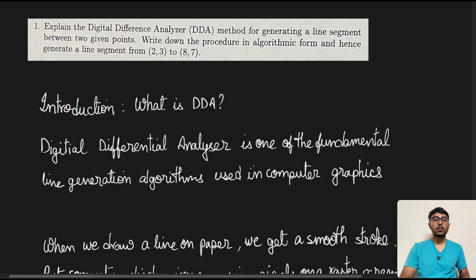So today we are going to look at a different topic, which is Digital Differential Analyzer, and this is quite popular with the computer graphics paradigm of problems. So we'll see that. Let us read the question first. Explain the Digital Differential Analyzer method for generating a line segment between two given points. Write down the procedure in algorithmic form and hence generate a line segment from (2,3) to (8,7). The question is pretty simple. So we'll dive in with understanding what is DDA specifically.